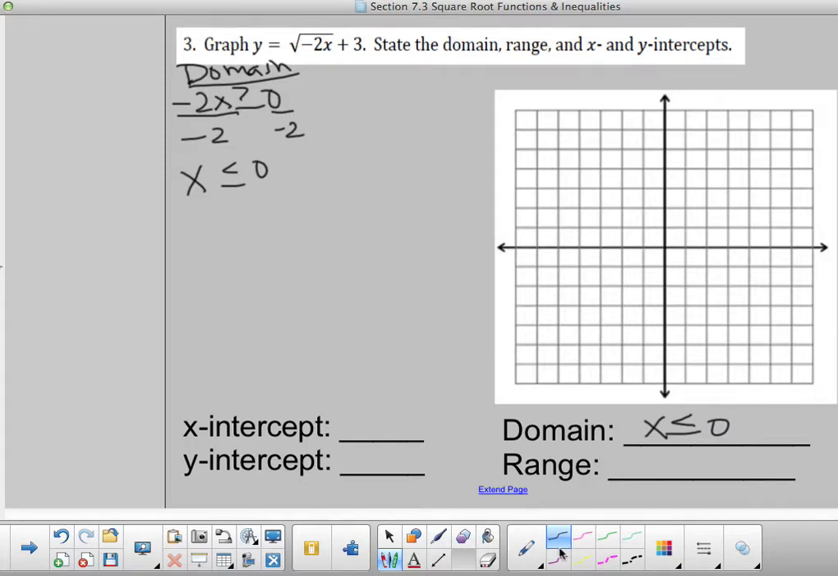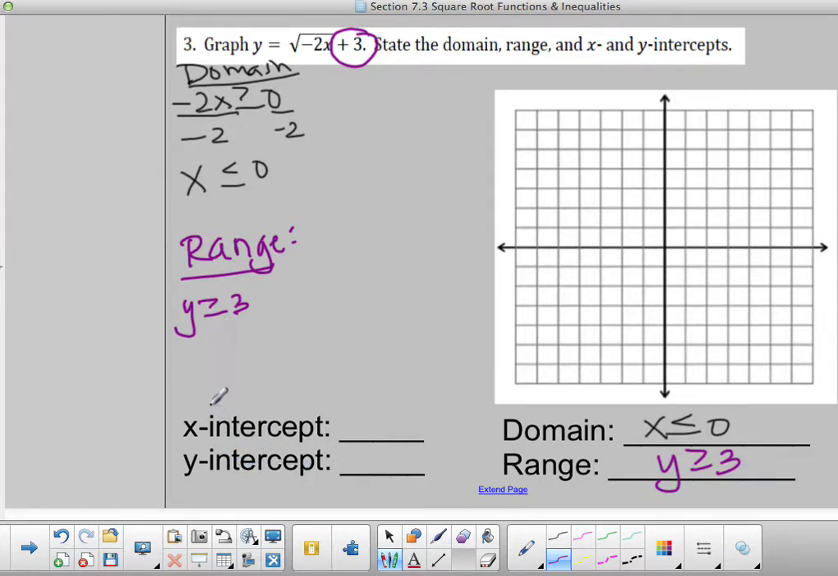Now my range, remember, is just the value that's after the square root sign. So y is greater than or equal to 3. Okay, let's go ahead and find my x and my y intercept.